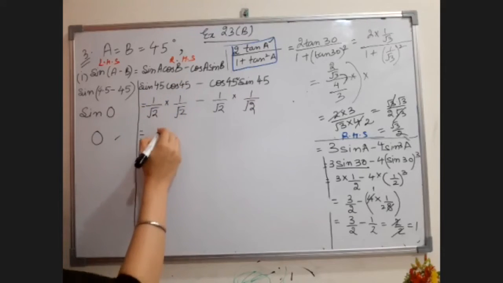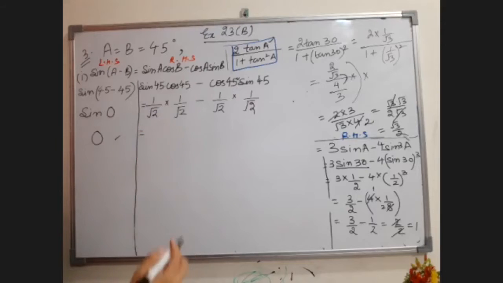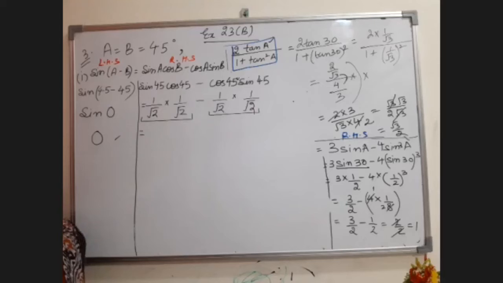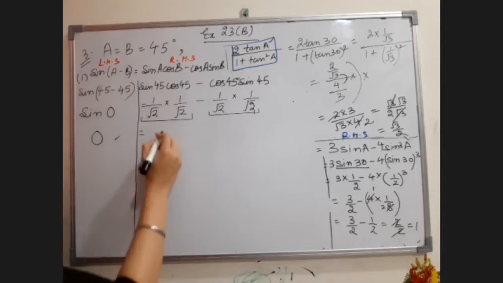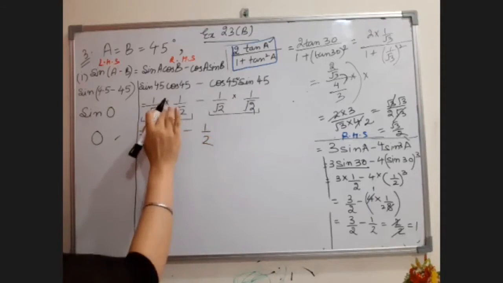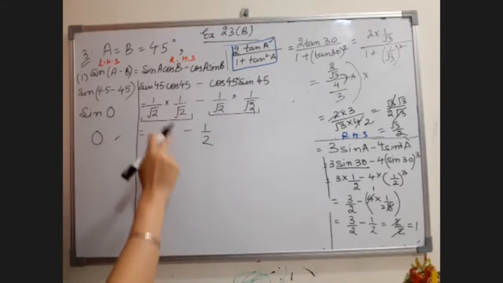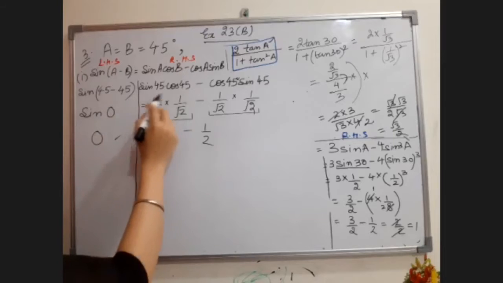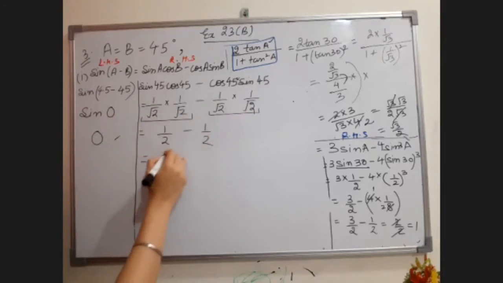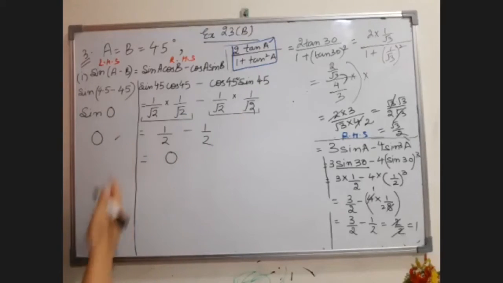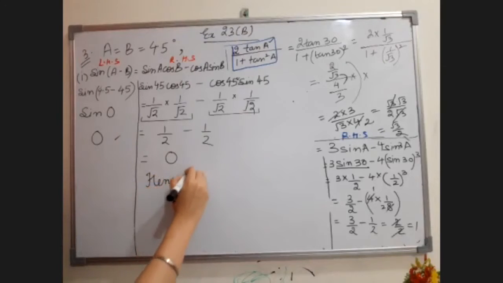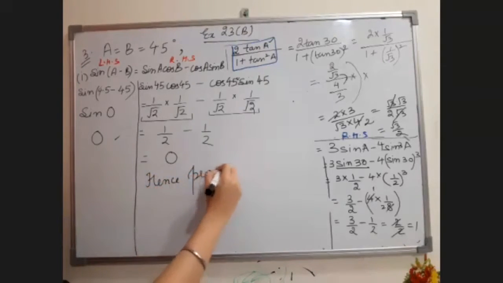Ma'am, we'll get the answer 0. How? First, see, don't directly write it. First do this multiplication. 1 by 2 minus 1 by 2. See, in multiplication, numerator you have to multiply with numerator, denominator with denominator. So 1 into 1 is 1, root 2 into root 2 is 2. So 1 by 2 minus 1 by 2 is 0. Same thing, left hand side is equal to right hand side, hence proved. That is what we had to show here.